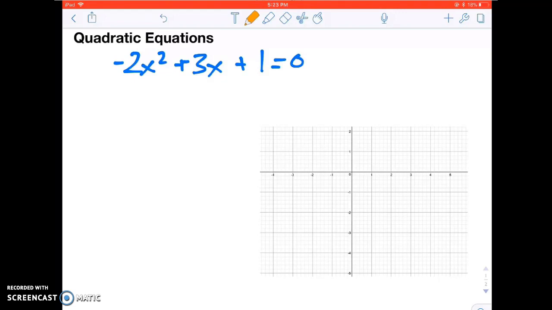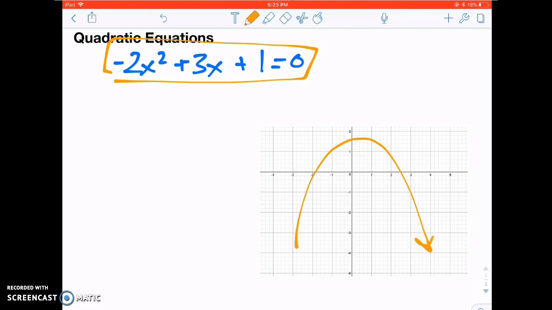So the first part of skill 1, we learned how to solve this by graphing, right? We graph this thing, it looks something like this, and we'd say, oh, the solutions are right here and right here, and those would be your two answers to this graph.